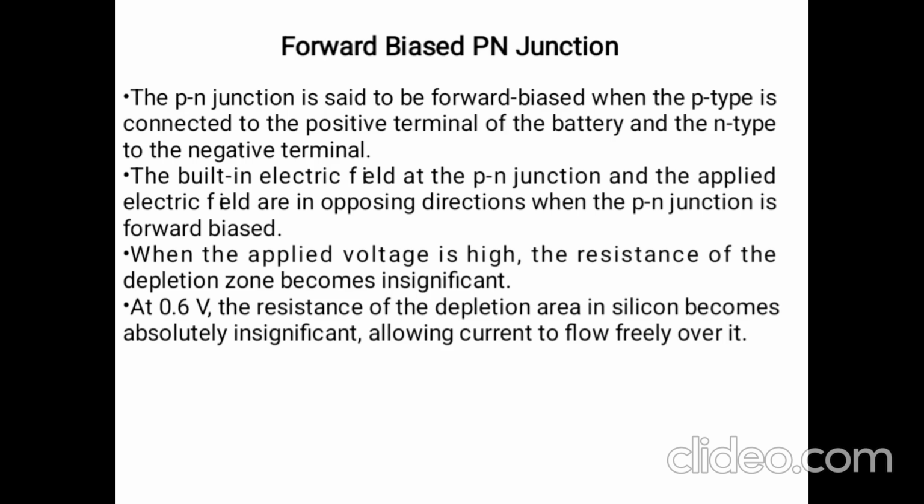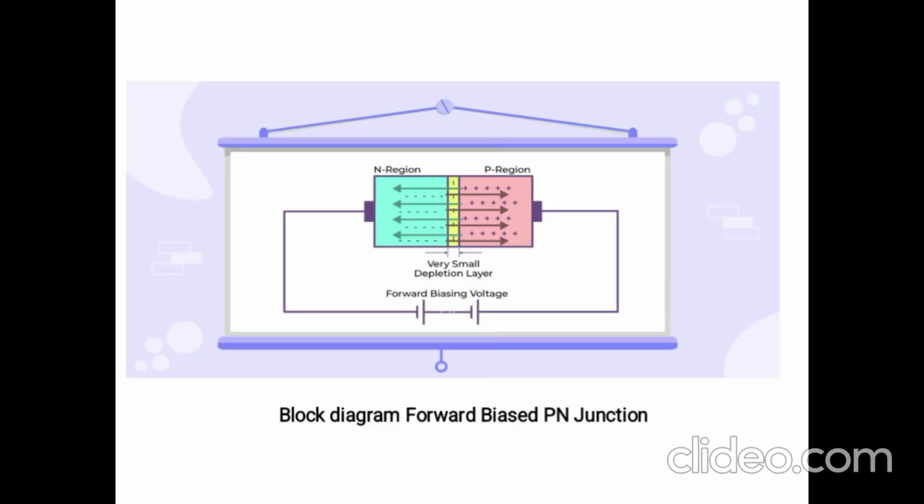Neutralize the negative charge. See here, this is the P region, this is the N region. Now this is the forward biasing voltage. It is a very small depletion region.